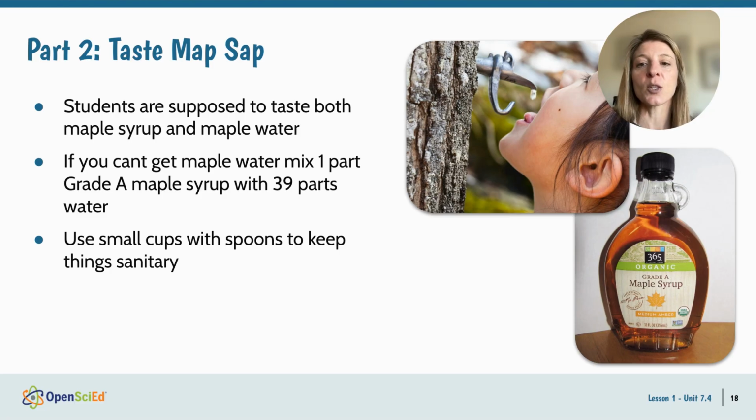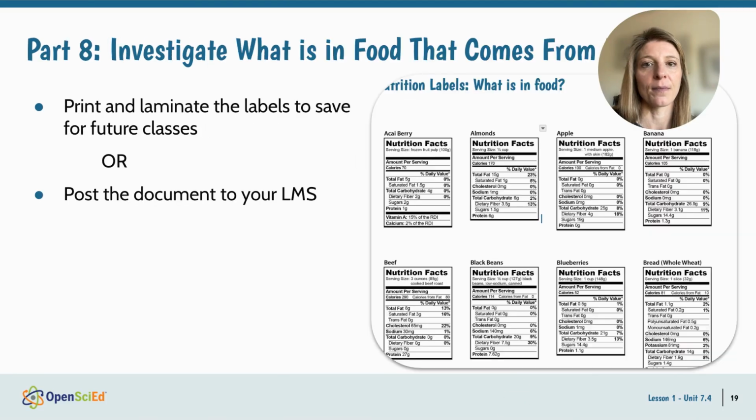In part 2, this is where we have them taste maple sap and maple water. Maple water can be very difficult to find. So if you can't buy real maple water, just make it yourself. It's 1 part syrup to 39 parts water. The kids won't know the difference. Remember to use small souffle cups to keep things sanitary.